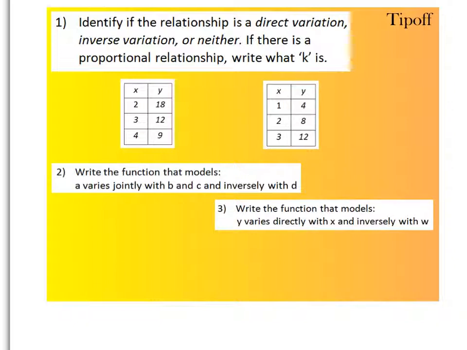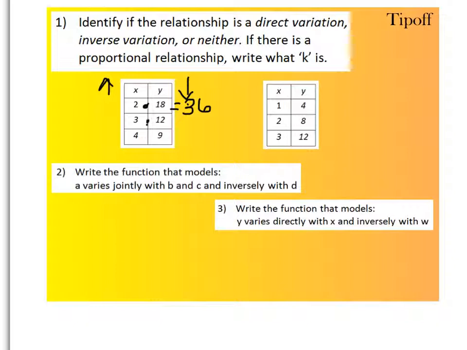So if I look at our first example, my x's are increasing, so they're going up. My y's are decreasing, so they're going down. Which means if this has a relationship, it would be an inverse, since one goes up and one goes down. To check that, we see do x times y equal the same thing every time. So 2 times 18, that's 36. So they all have to equal 36 for it to be inverse. If they don't, then this doesn't have a proportional relationship.